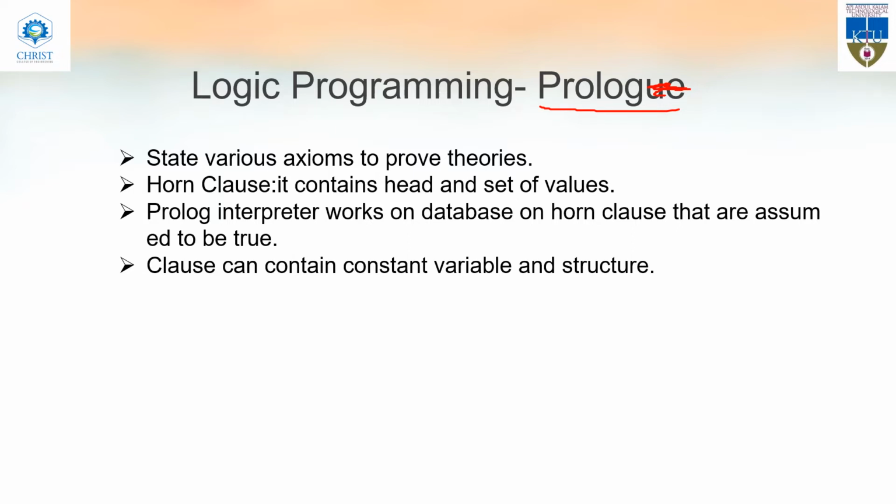So first of all, you have to know there is something called a Horn clause. A Horn clause has a head and a set of values. If I am writing a Horn clause, it will be h1 followed by a set of values b1, b2, b3, etc. That's how a Horn clause looks. There are three things that happen in a clause. The first one is constant, the second one is a variable, and the third one is structure.